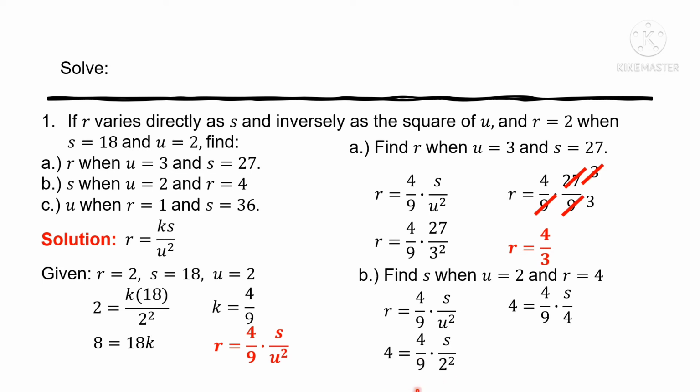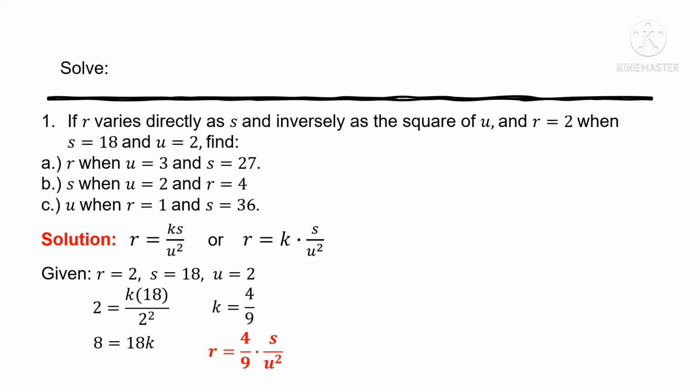Simplify natin, yung 2 squared ay 4. Then we can cancel this 4. Cancel mo yan saka yan. Then yung 9, itong 9, ita-times na lang natin sa 4 para makuha na natin yung value ni S. So, 4 times 9 is 36. So, the value of S is 36 when U equals 2 and R equals 4.